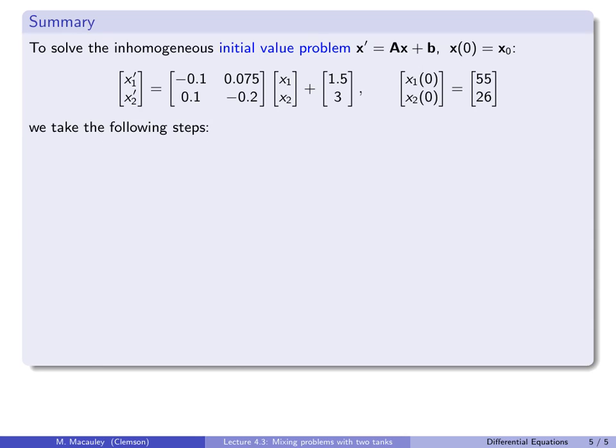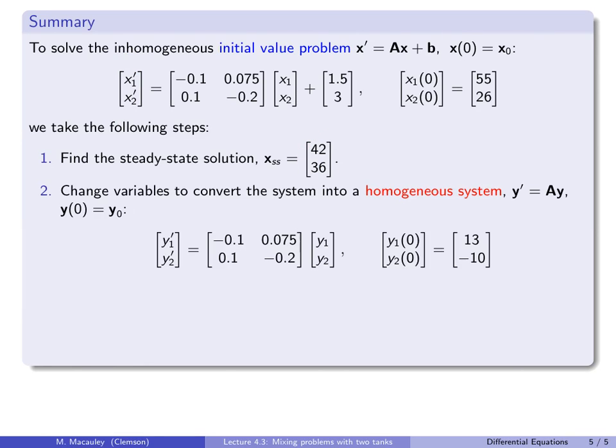To summarize what we did this lecture, we had a mixing problem with two tanks, and from that we derived an inhomogeneous initial value problem, something that looked like this. To summarize, we take the following steps. First, we find the steady state solution. So we set this equal to 0 and solve the resulting 2x2 system of algebraic equations, and in this case we got this vector. Next, we changed variables to convert the system, which is inhomogeneous, into a homogeneous system.